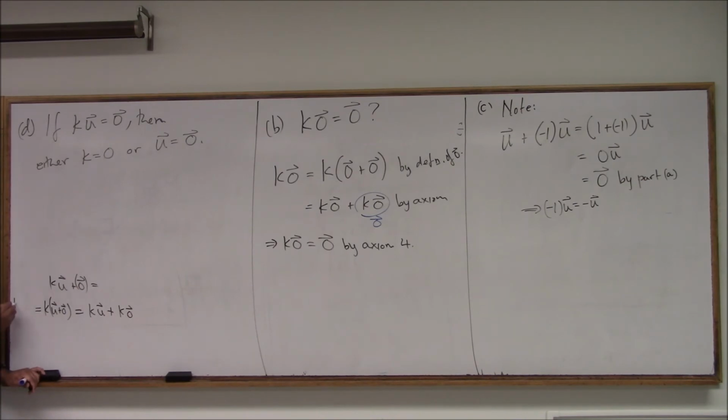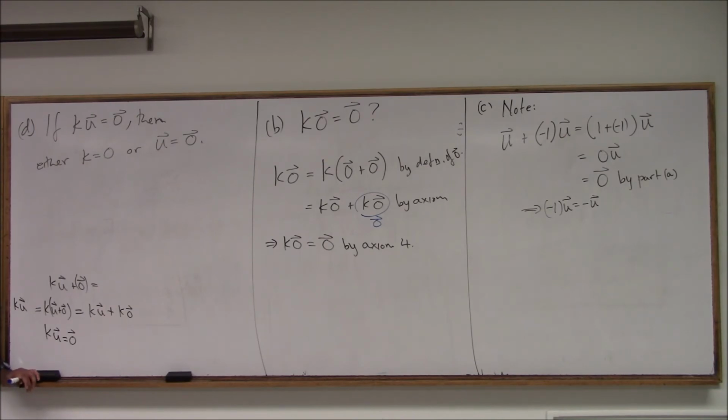So this is you rewriting k times u, right? You took k times u, you replaced u with u plus the zero vector, then you distribute, and so what does that mean? That would basically mean that this is true, right? Yeah. But that's not what we want to prove.